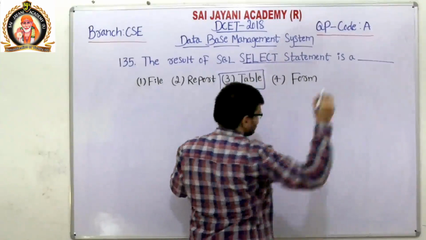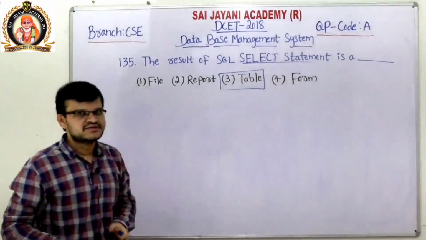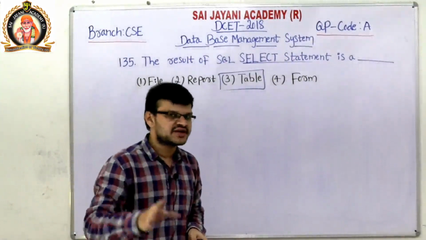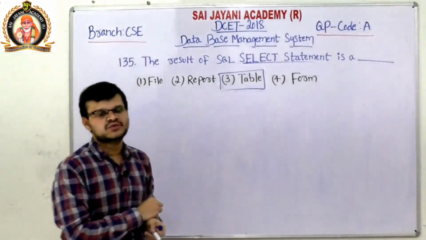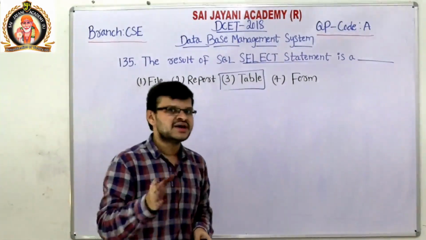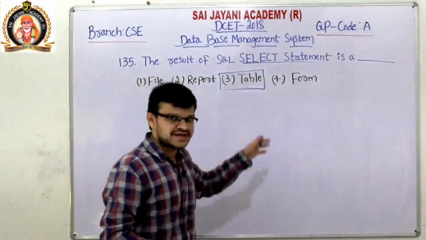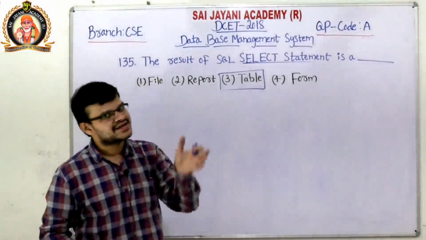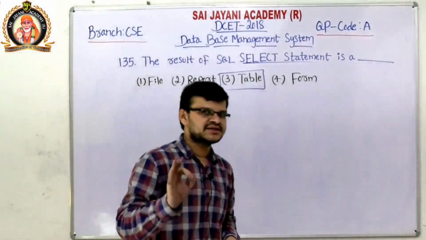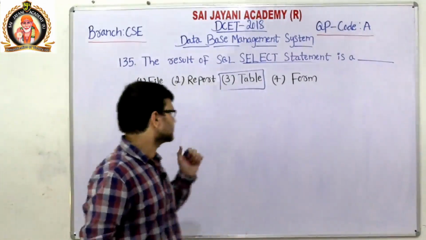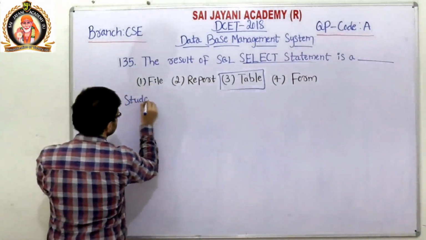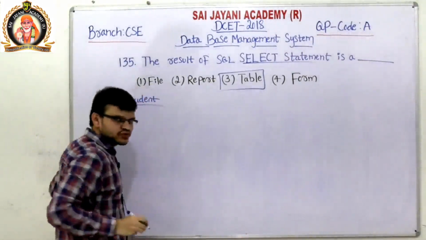The select statement is used to select or retrieve a specific set of data from the database. The data returned by the select statement is stored in a table itself, and that table is called the result table or the result set. Consider one example. Here we are taking a student table.